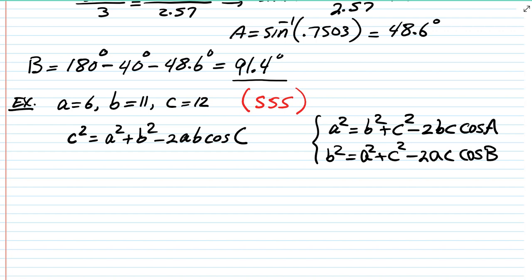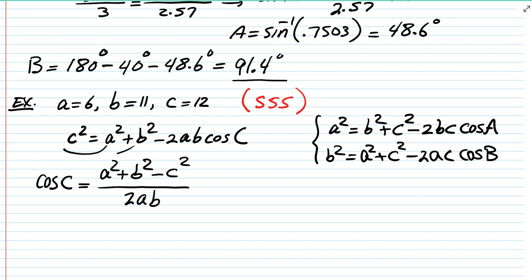Okay, so I need to find the measure of angle C, right? Capital C. So I'm going to solve this equation for cosine of cap C. When I do, I get A squared plus B squared minus C squared divided by 2ab. You can try that. It's not difficult. Bring A squared and B squared to the other side. They both become negative. Then divide by negative 2ab. That's what you get.